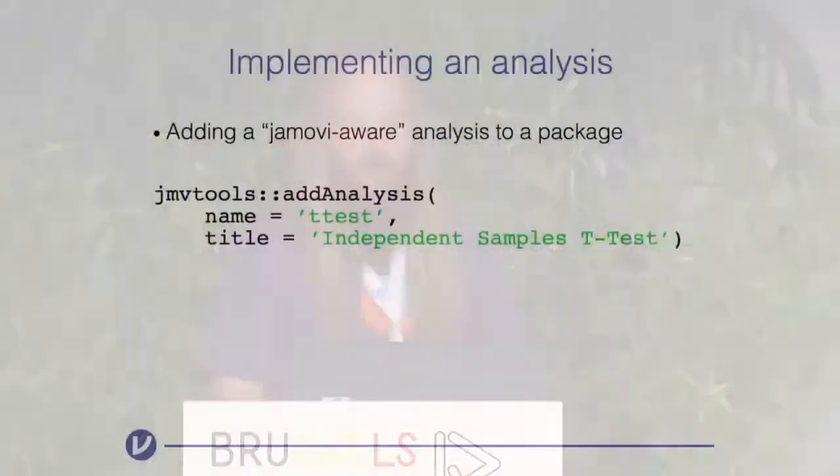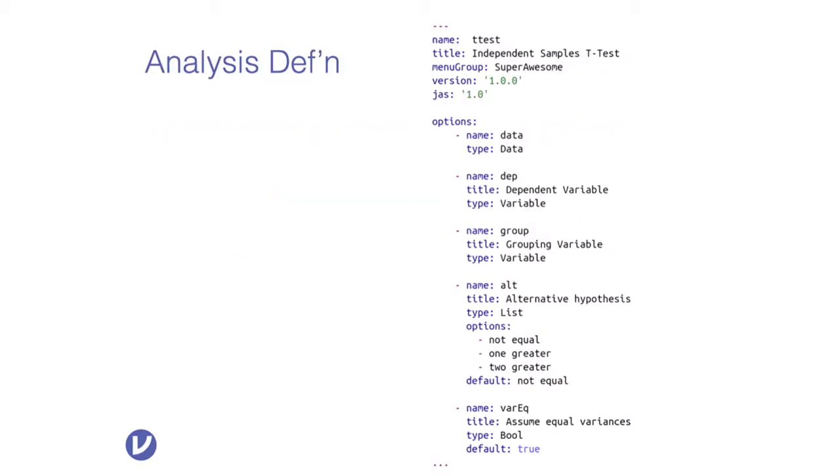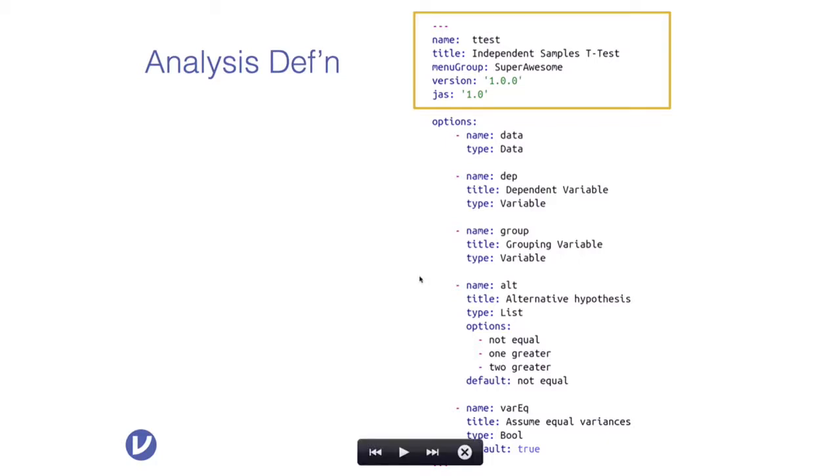And so adding a Jamovi-aware analysis to a package is quite simple. We've used this JMV tools package, and we go JMV tools, add analysis, and here you can see we're adding a t-test with the title independent samples t-test. And one of the things it creates is an analysis definition. So this is just YAML, and up the top here you can see it's an analysis called t-test with the title independent samples t-test.